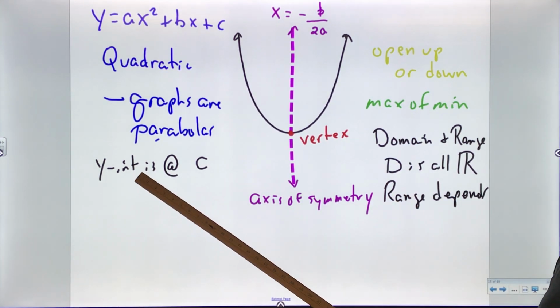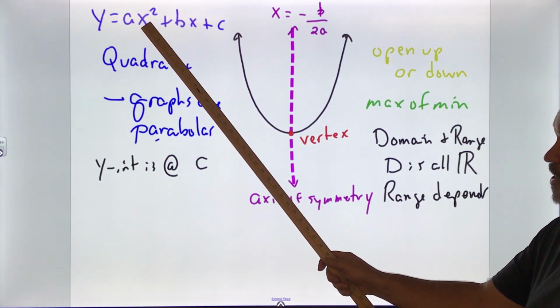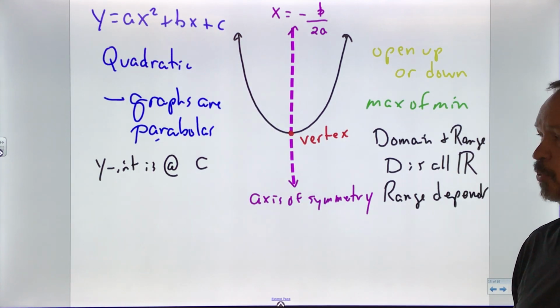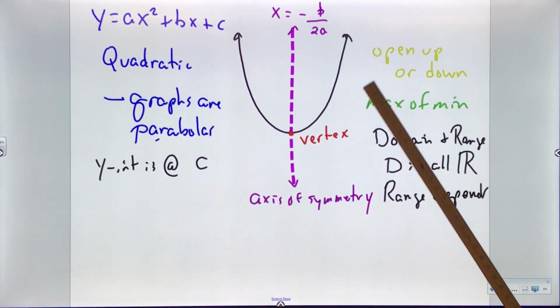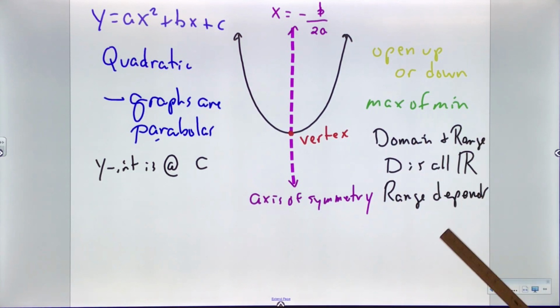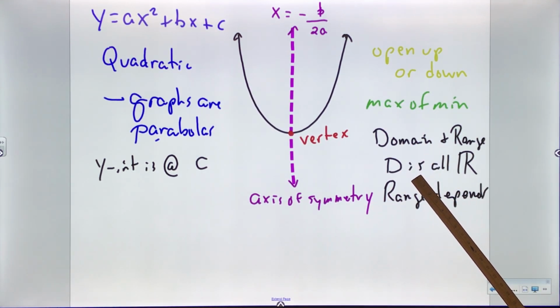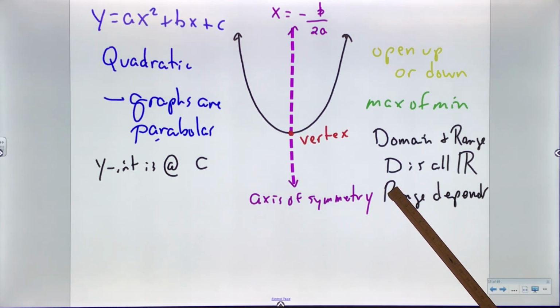The y-intercept is always c. I don't know if you noticed that a while ago, but if x is 0 and that term is 0, then the y-intercept is at c. That's a pretty good piece of information. The axis of symmetry is negative b over 2a. And then the domain and range. The domain is pretty much always all reals in all of our graphing. There are exceptions, but it's for sure all reals here with quadratics.